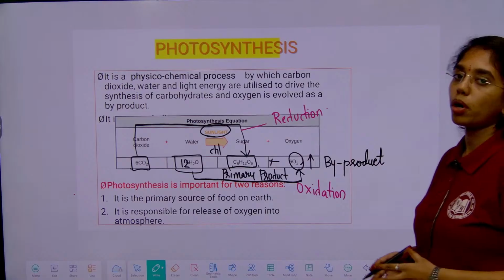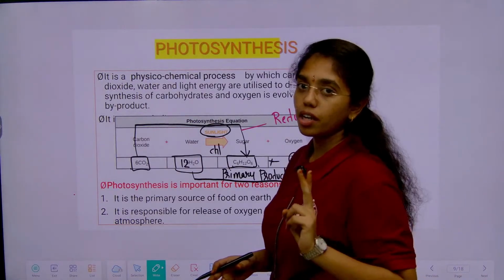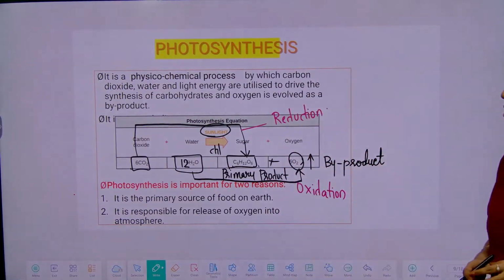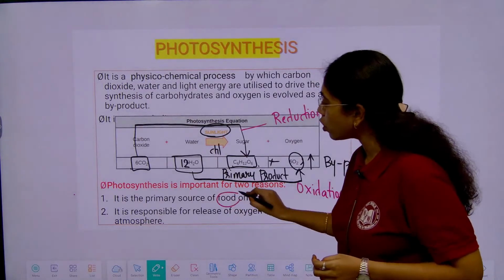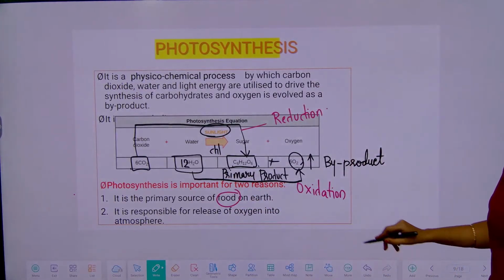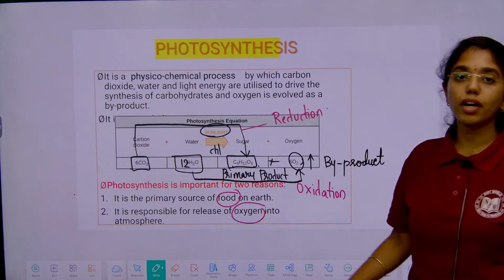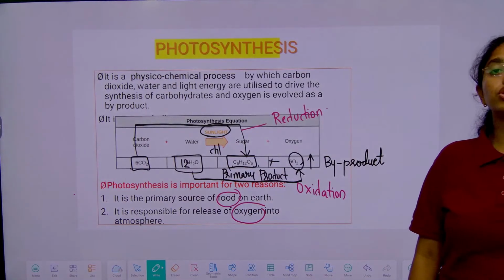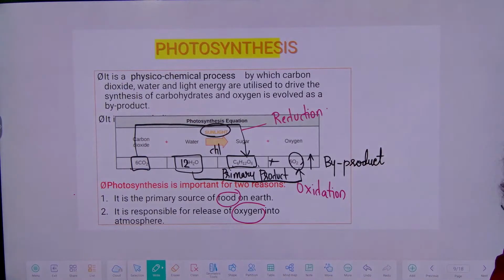Photosynthesis is very important for two main reasons. It is a primary source of food on earth and it is responsible for the release of oxygen into atmosphere on which most of the living organisms survive.